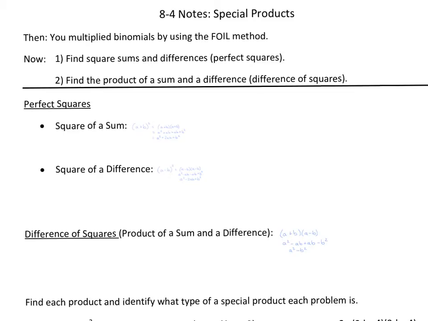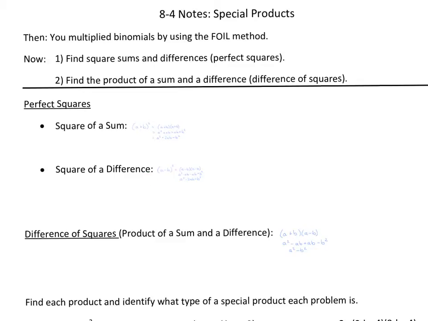Okay, we're going to be doing lesson 8.4, which is called special products, or you might hear me refer to it as special cases. We're still going to be working on the FOIL method. It's just now we're going to look at some very specific cases. It's called perfect squares. So if you look here, we're going to have perfect squares, and we're going to be looking at what happens if we have a perfect square with a sum and a perfect square with a difference.